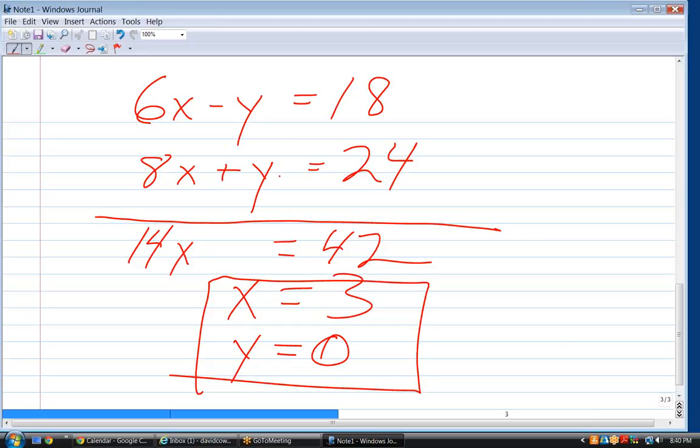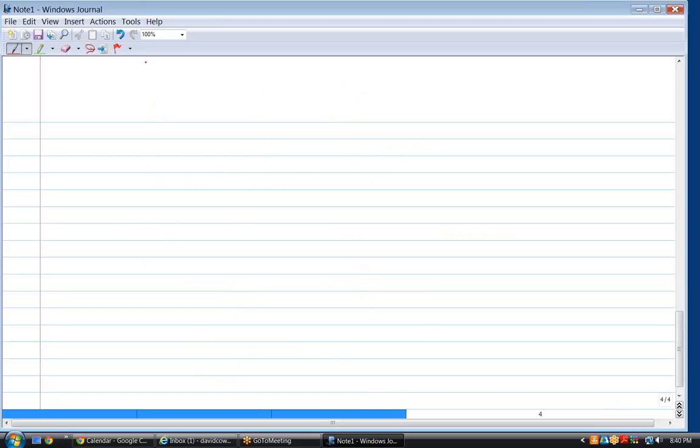Okay. That was an easy problem because we didn't have to manipulate anything. We were able to add the two equations and immediately a variable went away. Give me a harder one to solve by elimination. By elimination? Okay.